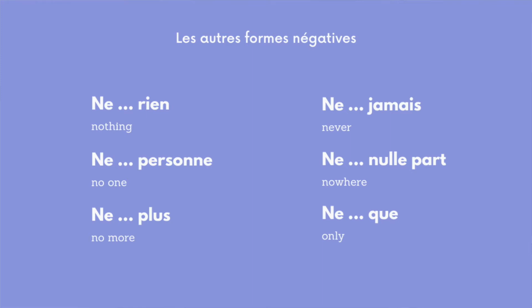When you're using this type of negation, you don't need to add pas. There is no room for pas in this kind of negation with these words. So it's always gonna be ne rien surrounding the verb, or ne personne, ne plus, ne jamais, ne nulle part, ne que. I'm gonna show you some examples for you to understand.